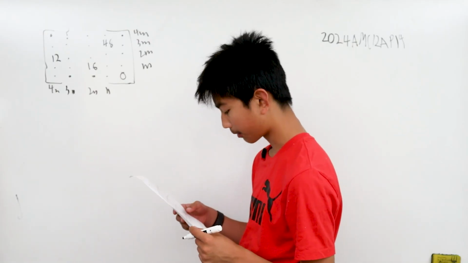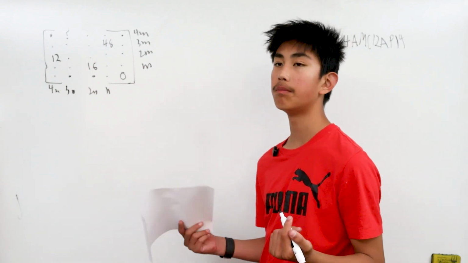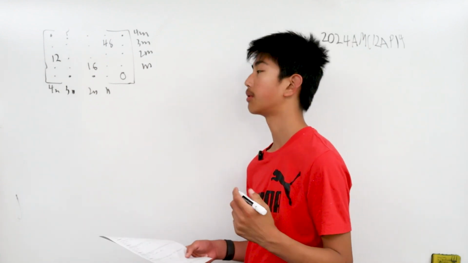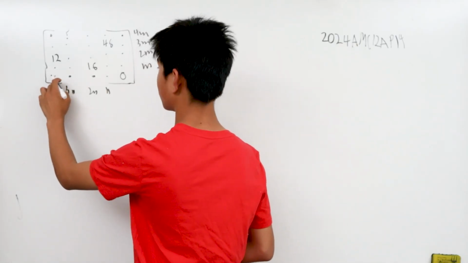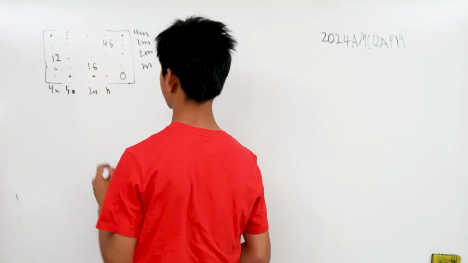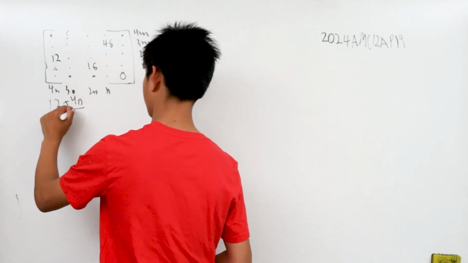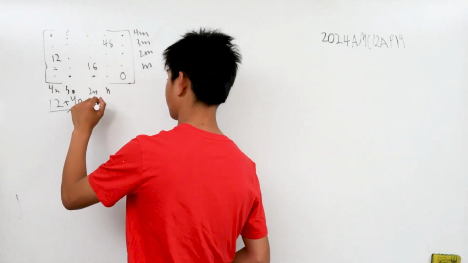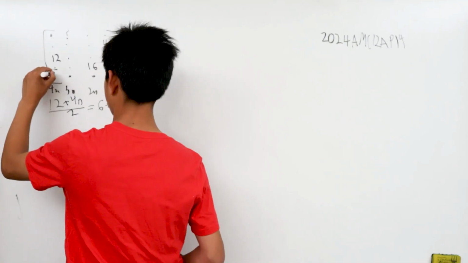Now, since all of these form an arithmetic progression, we can find the mean of two numbers and get the middle number. So we see 4n, this dot down here, and 12, and we can get the middle number. So (12 plus 4n) over 2 becomes 6 plus 2n. So this is 6 plus 2n.